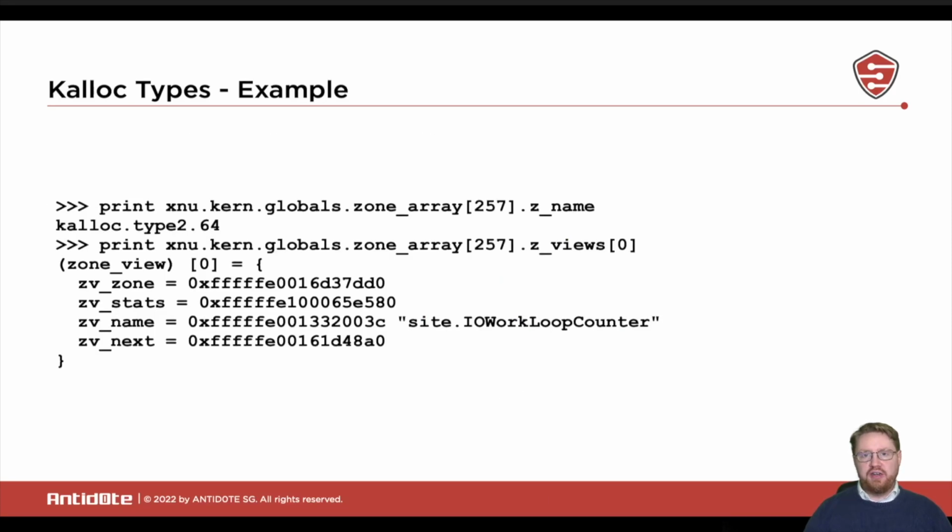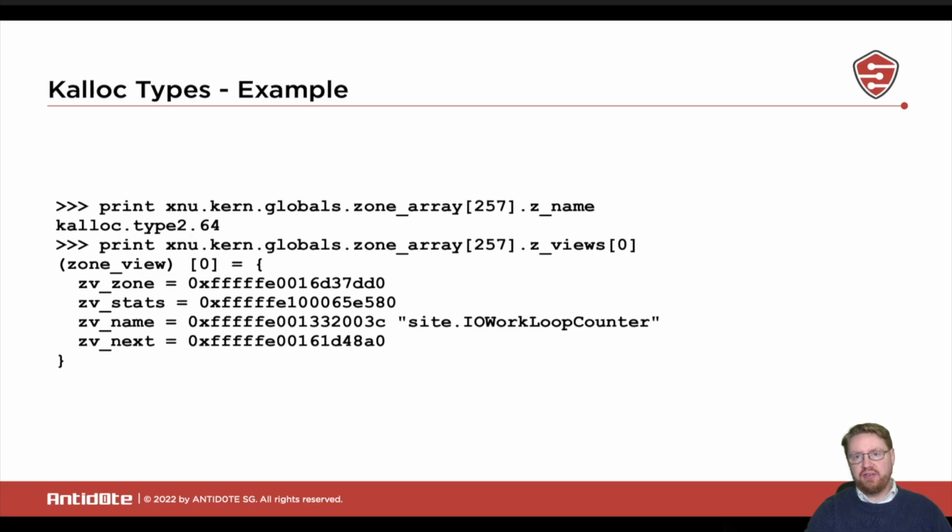So this here is basically from a kernel debugger. You can see we have the zone array entry 257, and we print out the zone name. And we see it's kalloc.type.2.64, which says that it's 64 bytes inside, and it's this type 2.